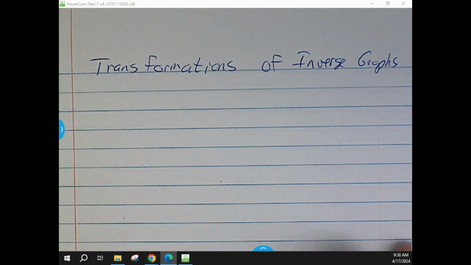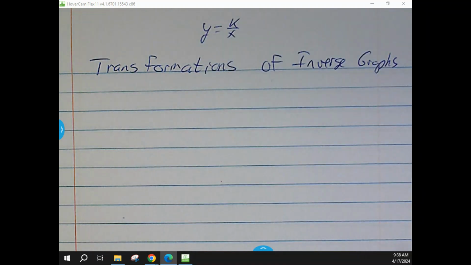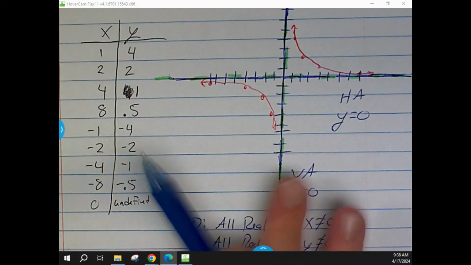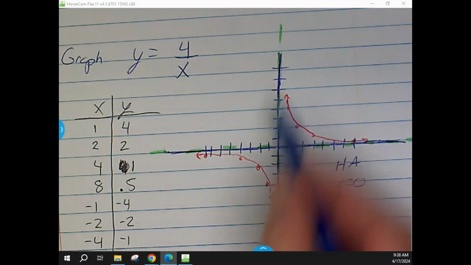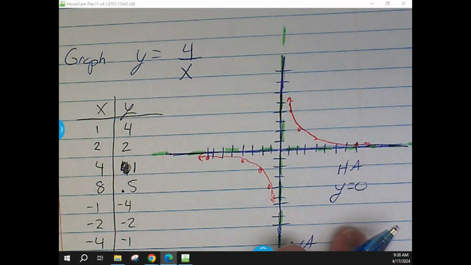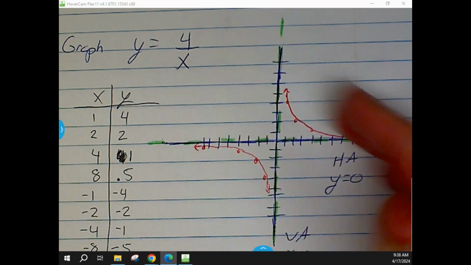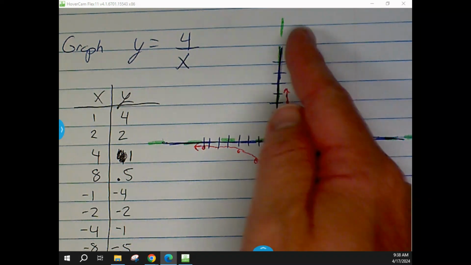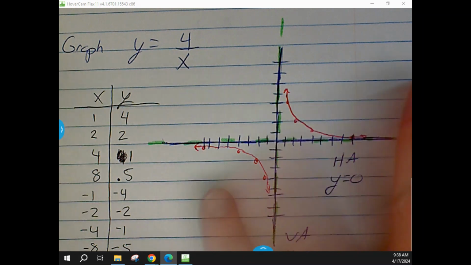Okay, so we're doing transformations of inverse graphs. And again, we're starting with y equals k over x. But now we're going to have it where we can start adding, because now here's the thing. If this top number had been 8 instead of 4, the graph looks exactly the same. If it had been 40 instead of 4, the graph looks exactly the same. If it had been 14 over x, the graph looks exactly the same. So the only thing that changes with the top number is how steep this will be and how fast this will curve. The bigger the number, the faster it turns. The smaller the number, the more gentle the curve is. But it's still going to have that same basic shape.